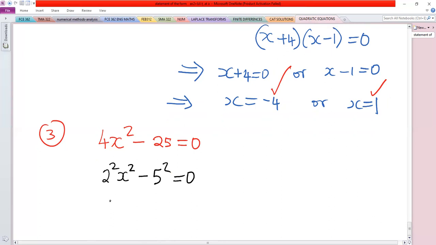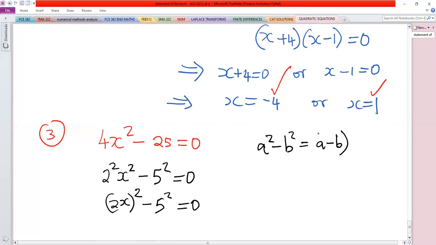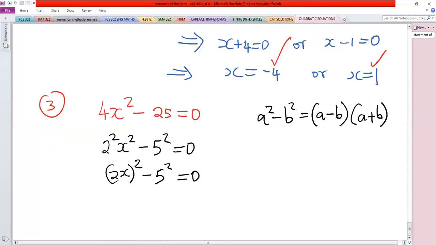2 squared x squared is the same as 2x squared, and then minus 5 squared. Now remember the difference of two squares. A squared minus b squared is the same as a minus b times a plus b. So which means that this can be factored as 2x minus 5 multiplied by 2x plus 5. This gives us 0.